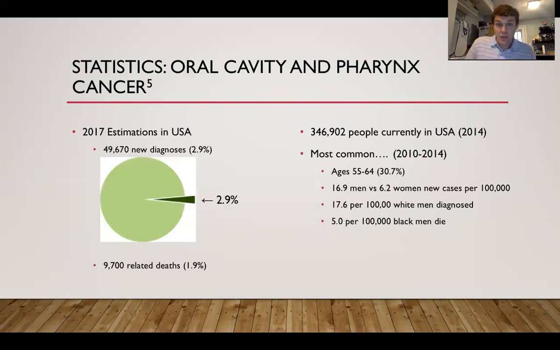It was estimated in 2014 that about 350,000 people were currently living with oral cavity and pharynx cancer. And this type of cancer is most common in people age 55 or older. More men, when compared to women, are diagnosed with this type of cancer. More white men are diagnosed than any race or gender combination. And Black men are most likely to die from this type of cancer.